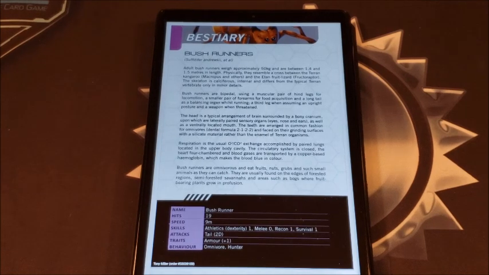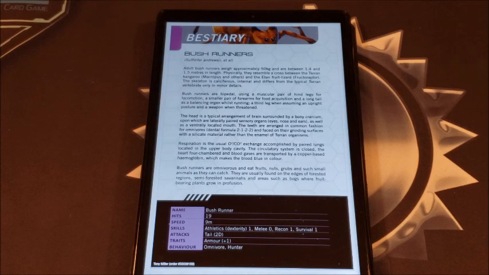That's kind of neat. They're omnivorous, and can eat fruits, nuts, grubs, and other small forest animals they can catch. They're usually found on the edges of forested regions, semi-forested savannas, and areas such as bogs where fruit-bearing plants grow in profusion. And then we get a nice look at their stats.